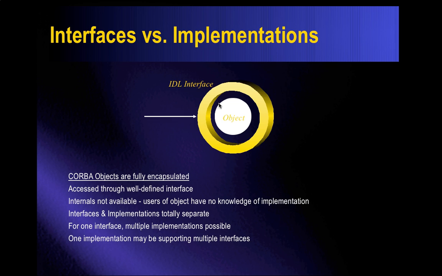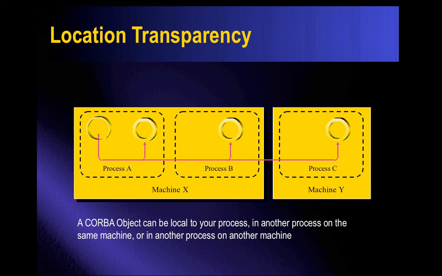Everything I said about interfaces for Java, same for CORBA. So it works the same way. One interface, multiple implementations possible. One implementation may be supported by multiple different interfaces. What are the implementations? Those are the objects, the pieces. We never talk about beans. We only talk about objects, but everything's an object.